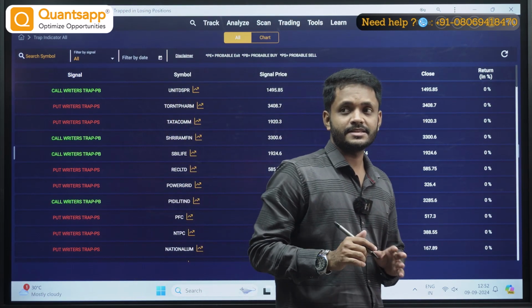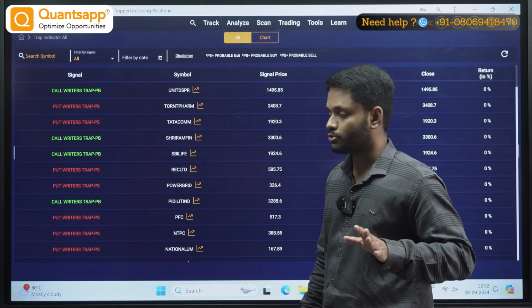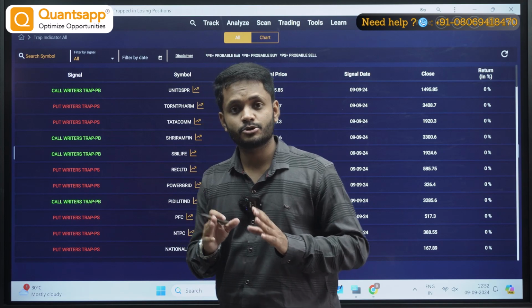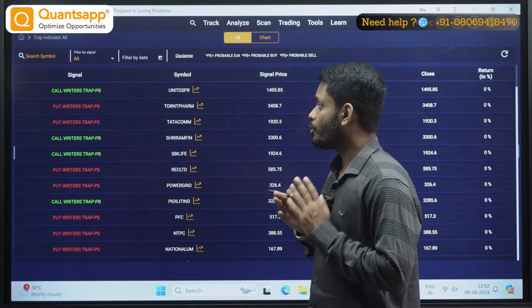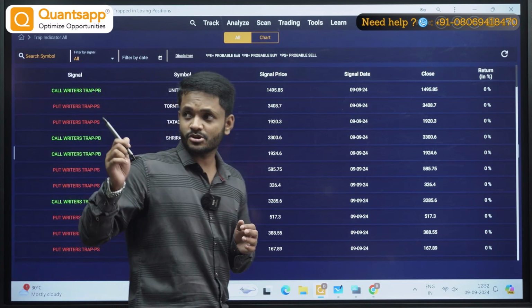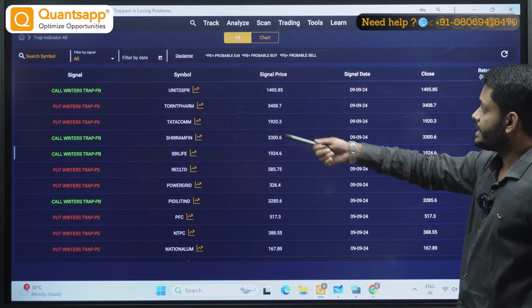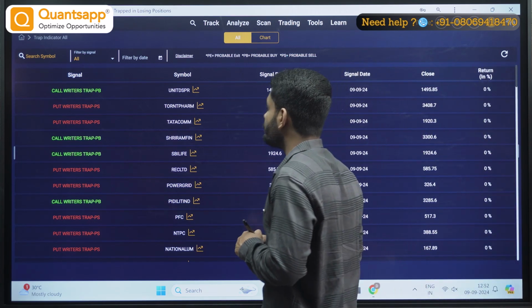Note it down. This tool is irrelevant during the live market. You are not supposed to see it. You are supposed to see this tool only at the end of the day, post the market closing. You can go and check this, because as of now, if you see, signal date is 9th September. Now I can see United Spirits is giving me a call writer trap.